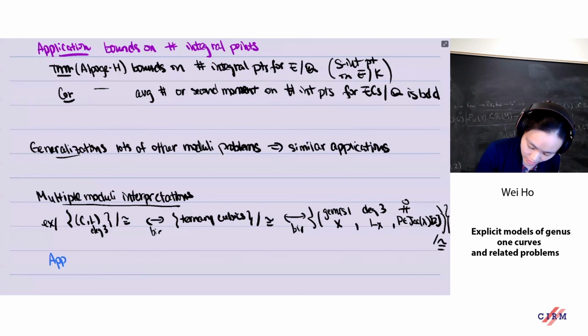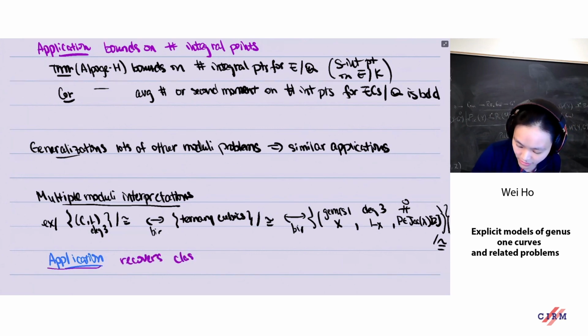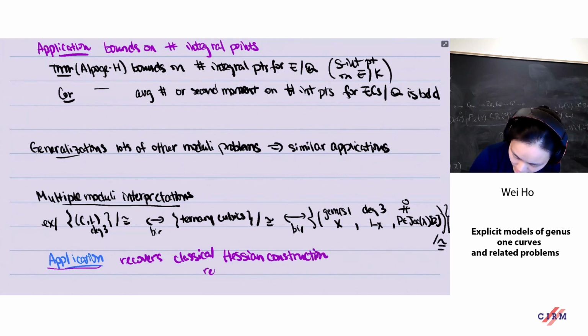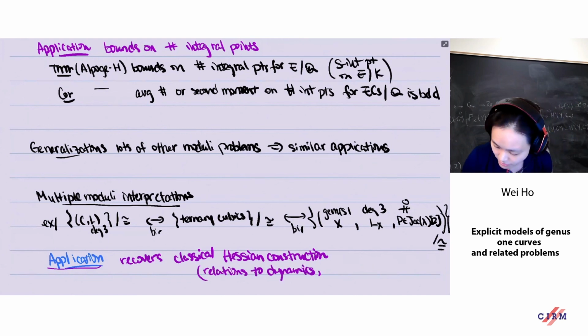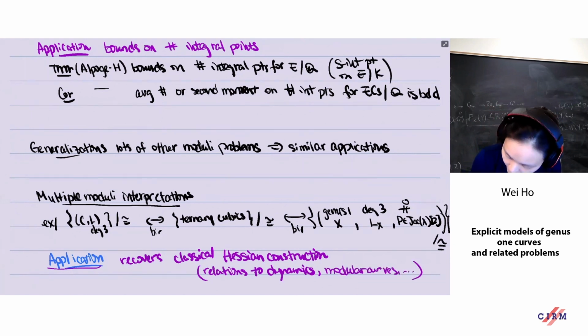Maybe I'll call it an application here. Oops, I was using purple, I think, for that. And this recovers the classical Hessian construction. And this interpretation actually gives you lots of other applications. So there's relations to dynamics and modular curves and Galois representations. So understanding in this way does give you further applications.